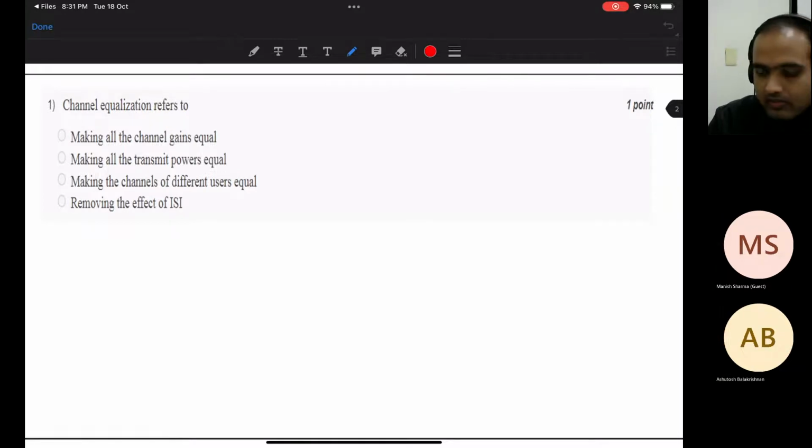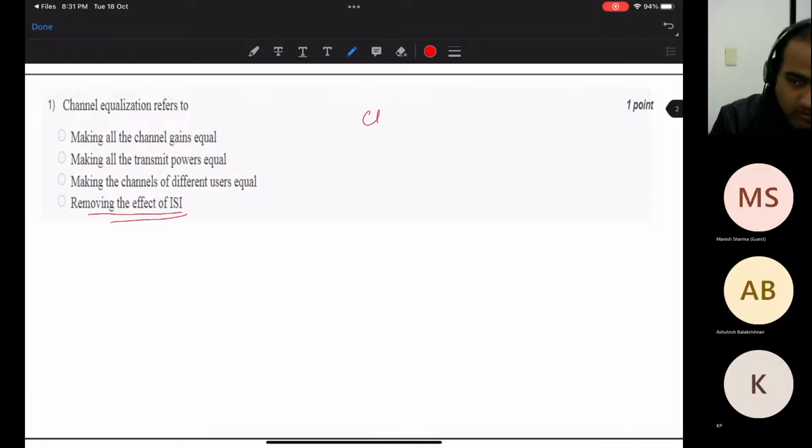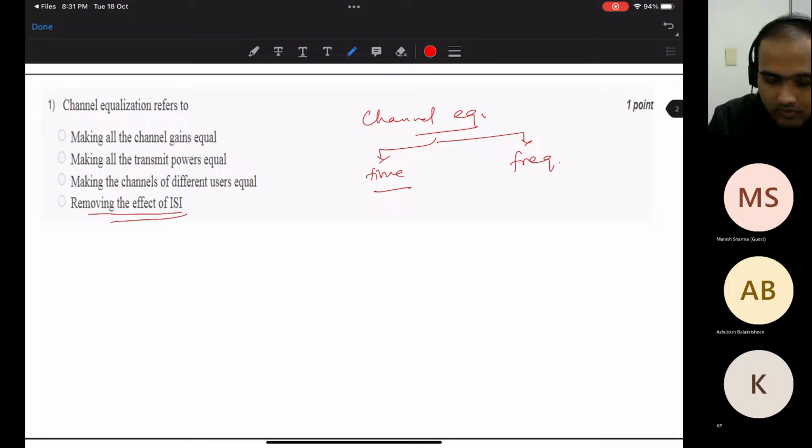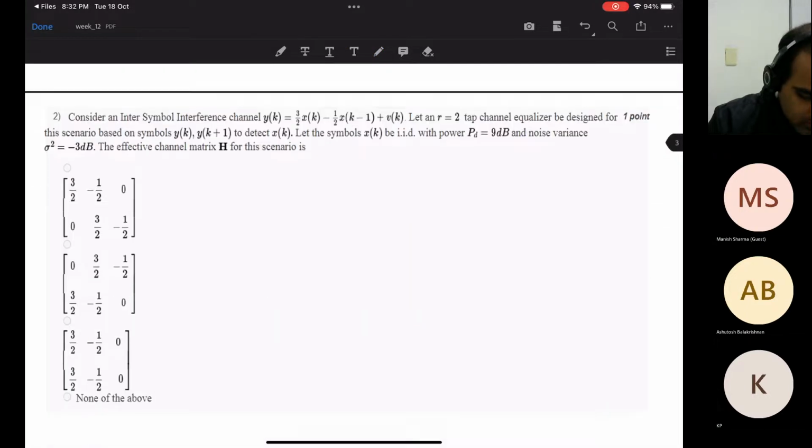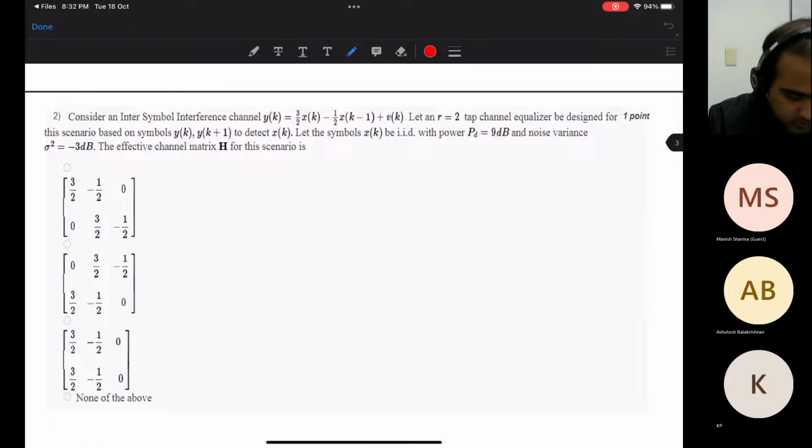We have seen in our previous lectures when we discussed channel equalization that we use it to remove the effect of ISI, right? Channel equalization could be done in two ways. One was time equalization, the other was in the frequency domain. The time-based equalization was called zero forcing, and in the frequency domain we did OFDM. So channel equalization is used for removing the effect of ISI. Go ahead, question 2.